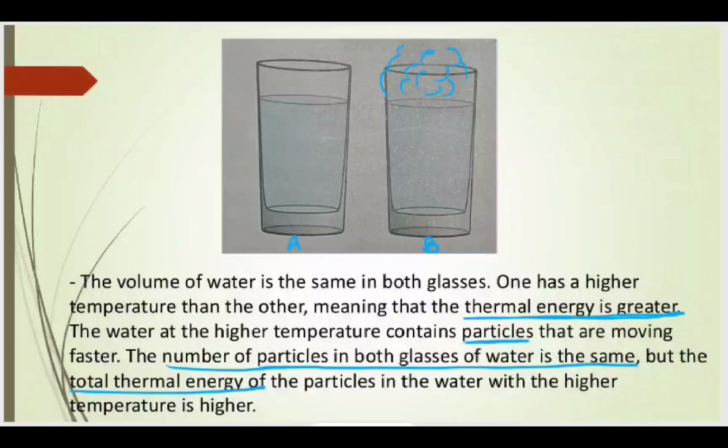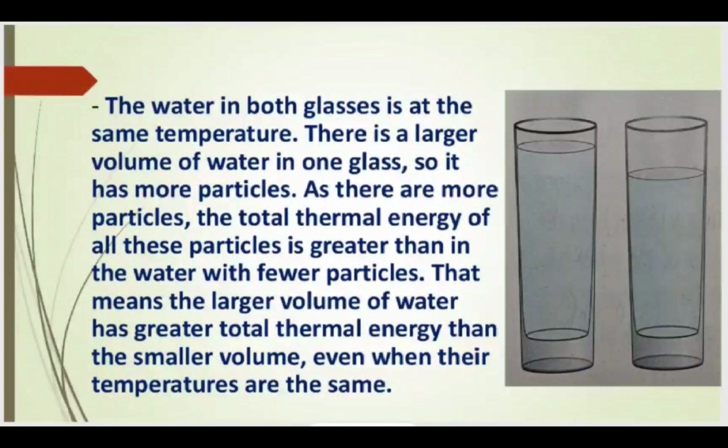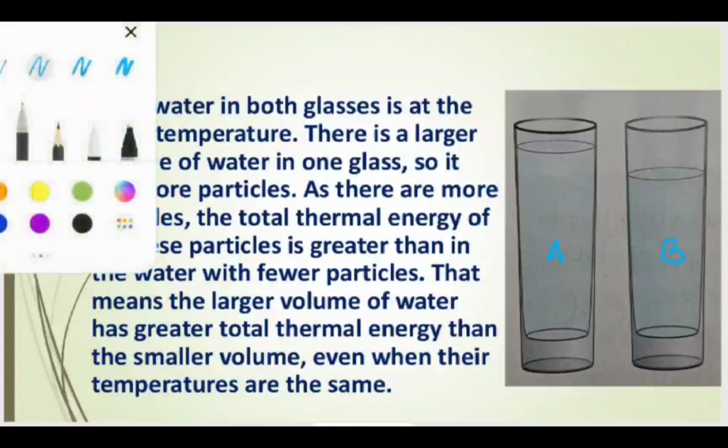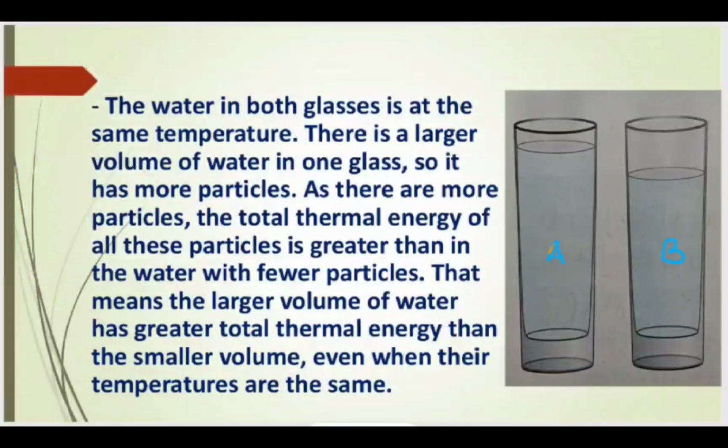Now let's change the scenario a little bit. We have glass A here and we have glass B here. What exactly is the scene now? In glass A there is more water, in glass B there is less water. However, glass A is at room temperature, and glass B is hot water. So that means it has more thermal energy.